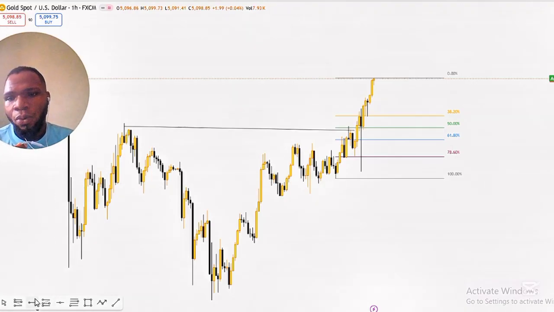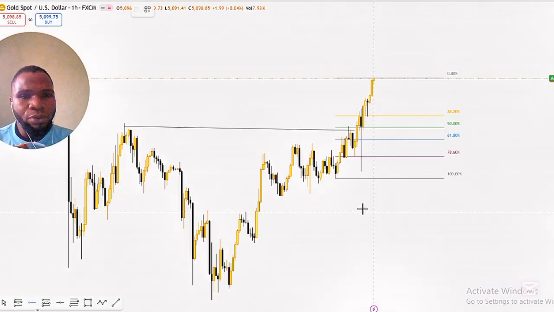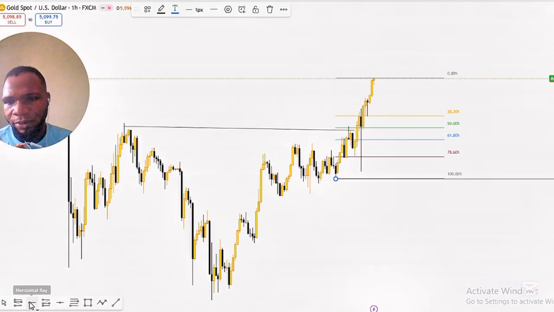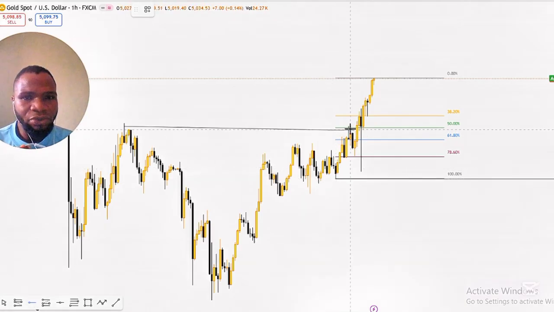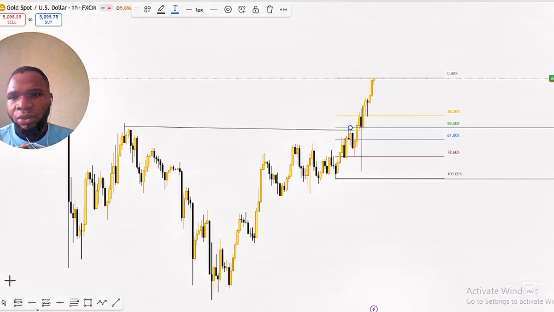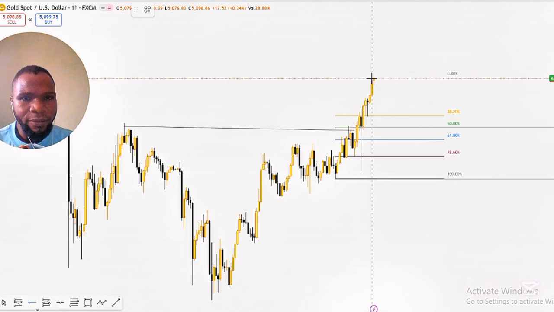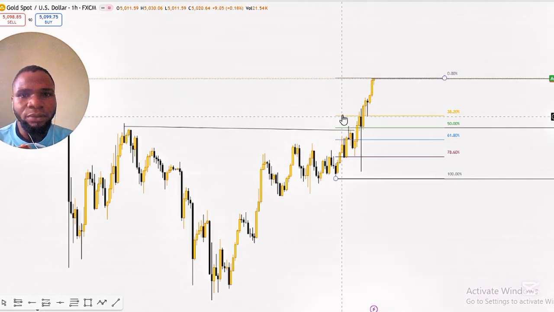So now let's take, this is the low which I marked my Fibonacci from, and this is the 50% retracement. And this is the highest high that this market has gotten to. This is the highest high here, you can see. So now what do we do at this point?